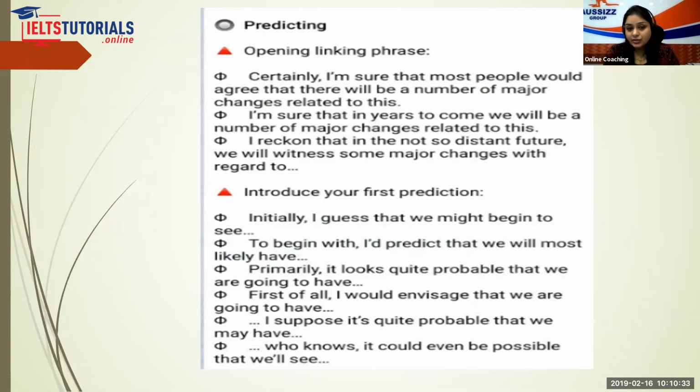Introduce your first prediction. "Initially, I guess that we might begin to see." "To begin with, I would predict that we will most likely have." "Primarily, see, initially, to begin with." "I suppose," "who knows," "first of all, I would emphasize that." So please try to understand these words, okay? And if you want to note it down, you can also note it down.